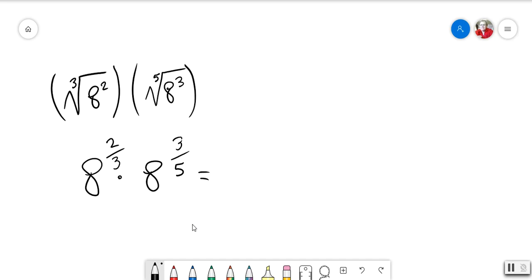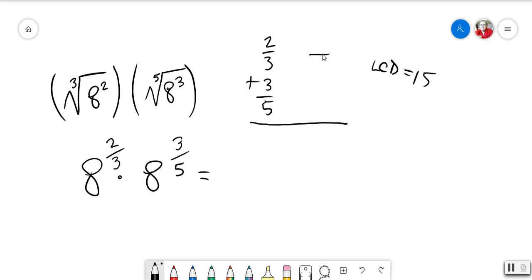Well, now what do we do? 8 to the 2/3 times 8 to the 3/5. You add exponents, which is 2/3 plus 3/5. And guess what? All the stuff with fractions and common denominators that you hated and probably thought, I'm in Algebra 2 now, I'm doing complicated stuff, I'll never have to do that again. Psych, you have to do it again. But it's not hard. The LCD for 3 and 5 is 15.